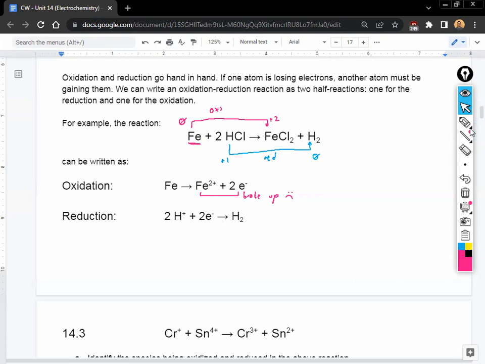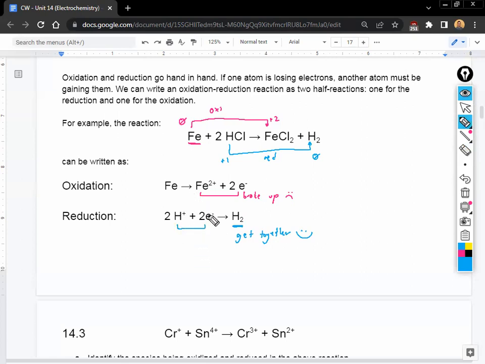So all you need to do when you write a half reaction is just take out what's being oxidized and simplify what's happening to that species. And then obviously the half reaction for reduction is the same thing. Hydrogen was reduced. So we start off on the left side with some electrons, right? They were split up and then they get together. Okay. And so that's how you write an oxidation reduction half reaction.